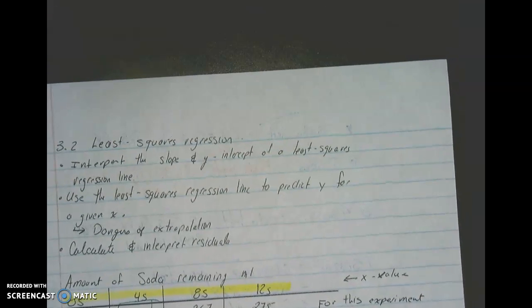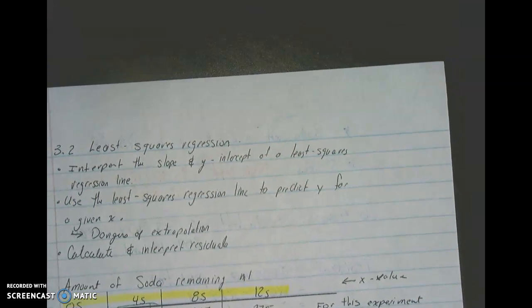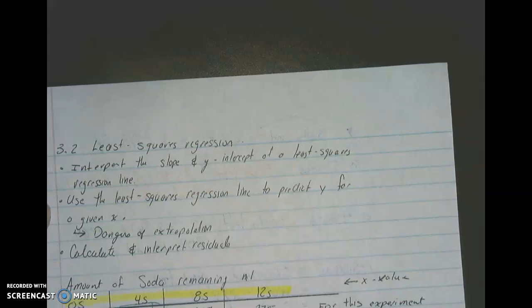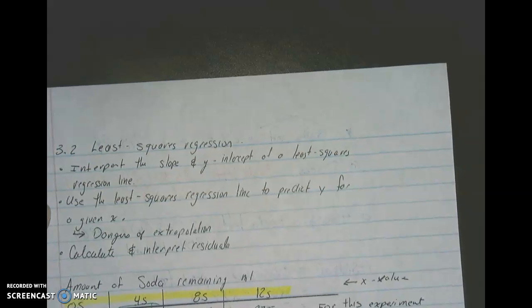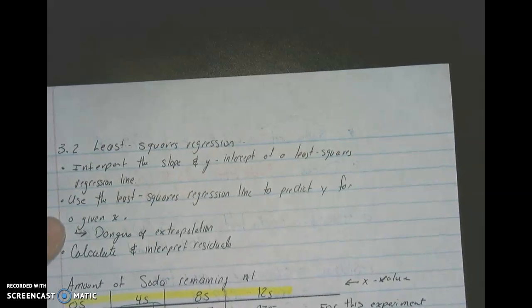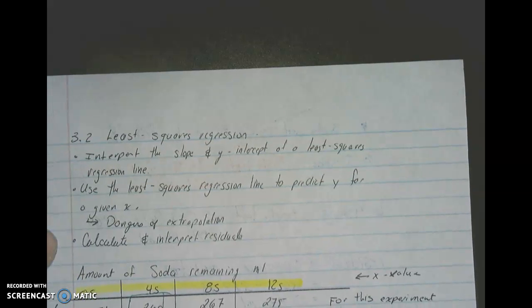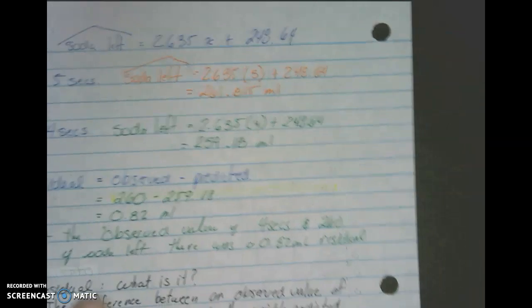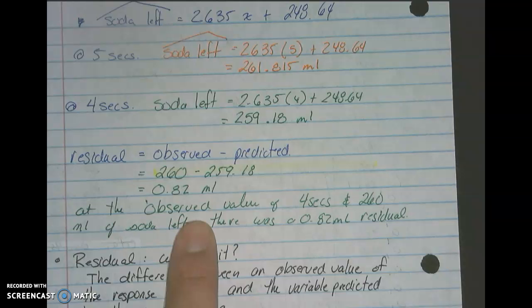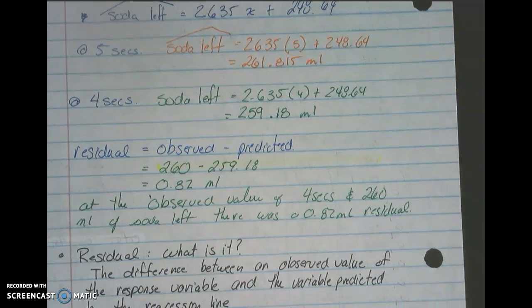Those are the 3 topics that we've covered. We talked about interpreting the slope and y-intercept of the least squares regression line. We've done the least squares regression line to predict y for a given x. We've talked about the dangers of extrapolation, and we've calculated and interpreted results. So all we're doing right now is just reporting what we see. We're not making any strong associations with it. We're just showing that this is what's happening.